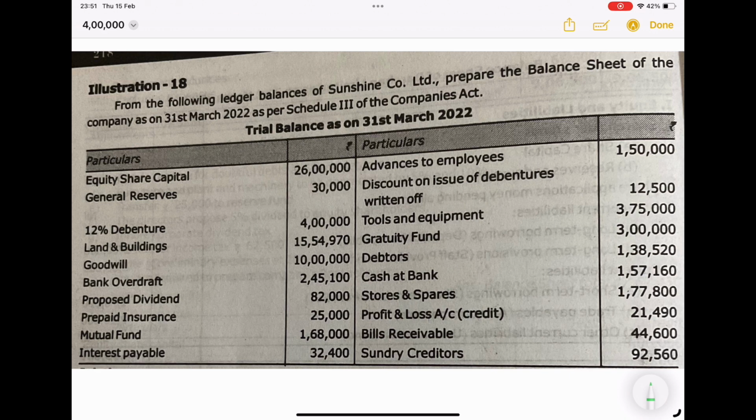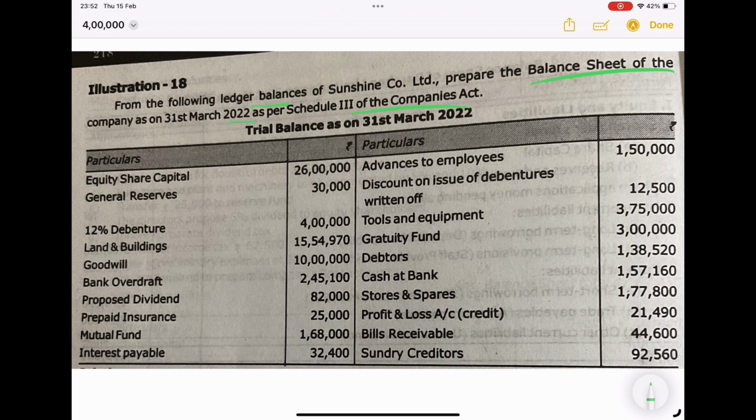Why we are doing it like this: first we should know the basic concept of preparing final statements of a particular company. So let us start with easy questions, then we can move on to difficult problems, isn't it? The question is, from the following ledger balance of Sunshine Company Limited, prepare a balance sheet of the company as on 31st March 22 as per Schedule 3 of Companies Act.